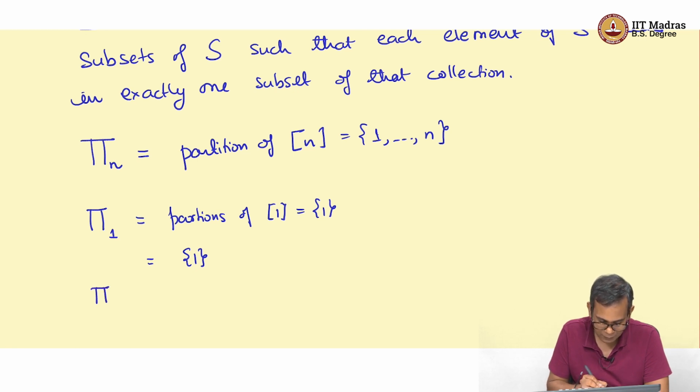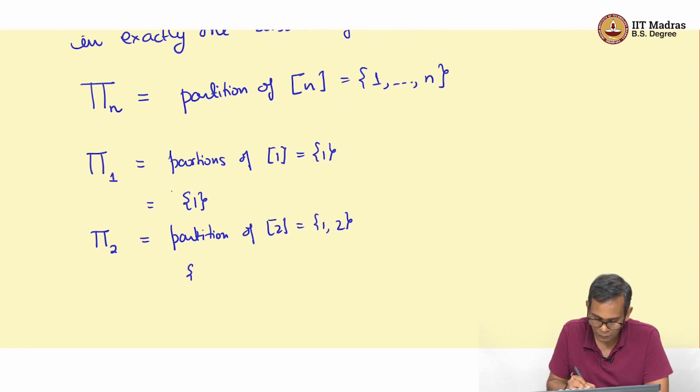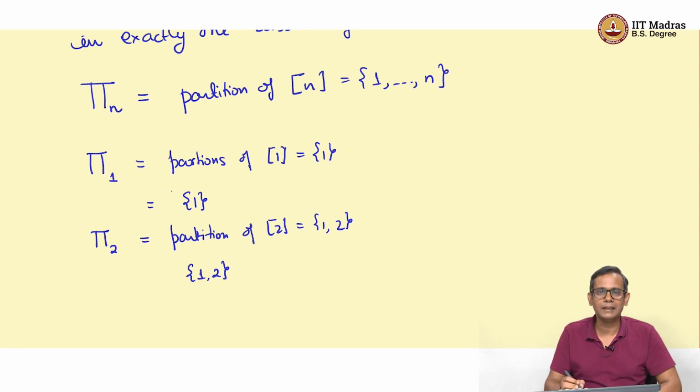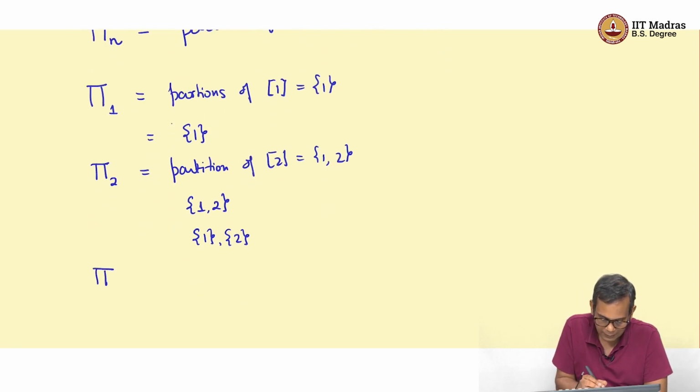Let us look at what happens with partitions of 2. Now, there are two possibilities. Either you have {1,2}, a collection which has only one subset, namely the full set {1,2}, or you can look at the collection which consists of two subsets, namely the singleton set {1} and the singleton set {2}. Let us look at one more case just to make it abundantly clear what we are talking about.